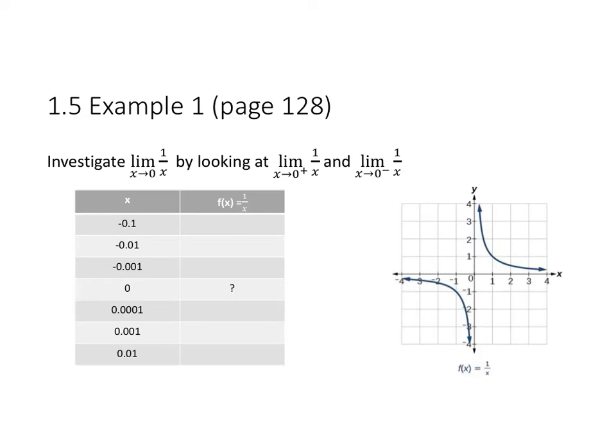Now we have a very similar example. We're going to take a look at the limit as x goes to 0 of 1 over x. We're going to look at the left-hand limit and the right-hand limit. So please take a minute and fill in this chart.